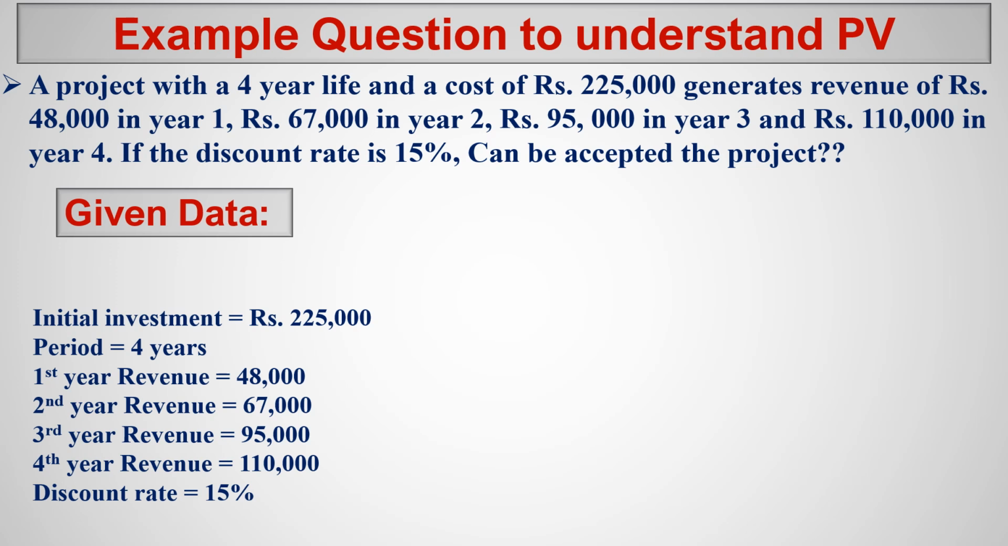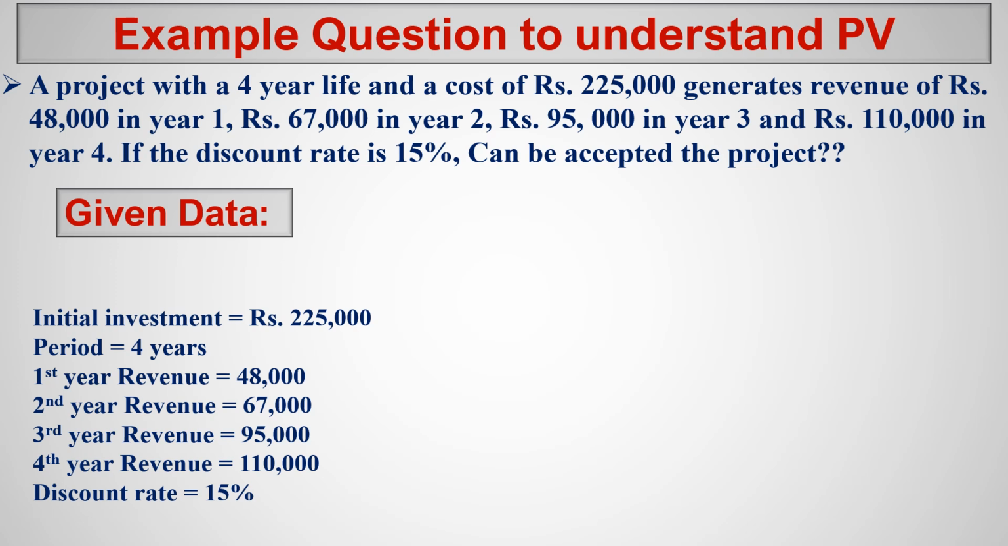So here is a question: a project with a 4-year life and a cost of 225,000 generates revenue of 48,000 in the first year, 67,000 in the second year, 95,000 in the third year, and 110,000 in the fourth year. If the discount rate is 15%, can we accept the project, whether this project can be accepted or not? So it's a good question.